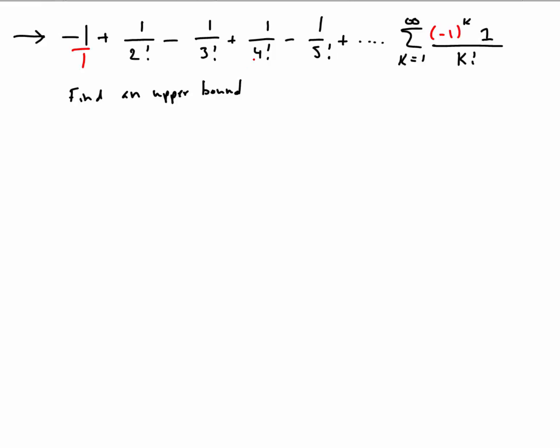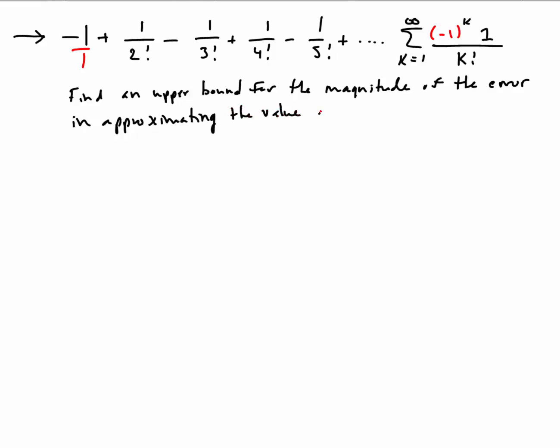For the magnitude of the error. Now if you remember, that magnitude of the error was the absolute value of R sub n, in approximating the value of the series with n equals 9 terms. Okay, so this time we're given the number of terms. So if we wanted to write these out, I'll go ahead and write them out again.